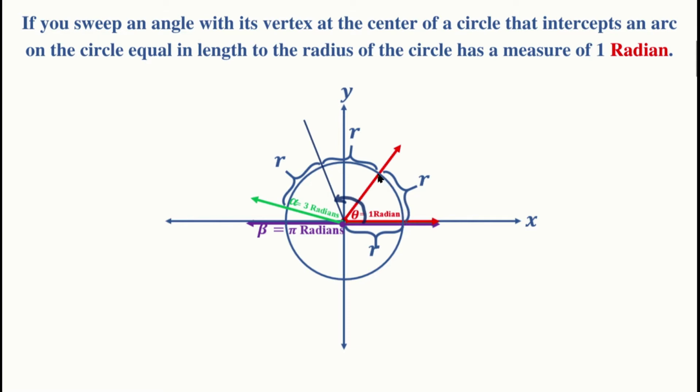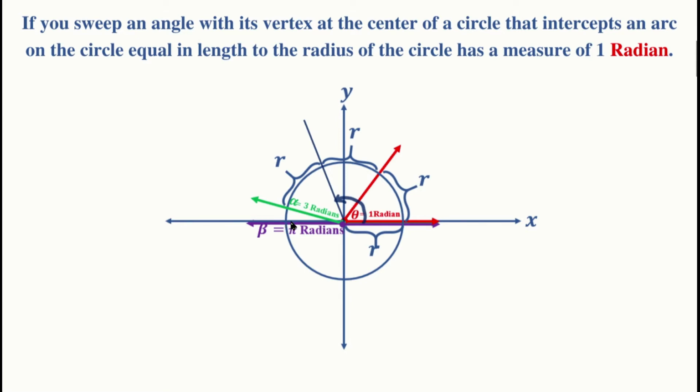So if you sweep enough so that you cover an arc with the length of 1 radius, the angle you create has a measure of 1 radian. If you go through 2 radii, you'll get an angle whose measure is 2 radians. If you do it with 3 radii, you'll get an angle whose measure is 3 radians, such as shown with the green here. And as it turns out, if you go all the way to the point which we normally consider to be half a circle or 180 degrees, that's going to be just slightly over 3 radians. How much? Exactly pi radians.